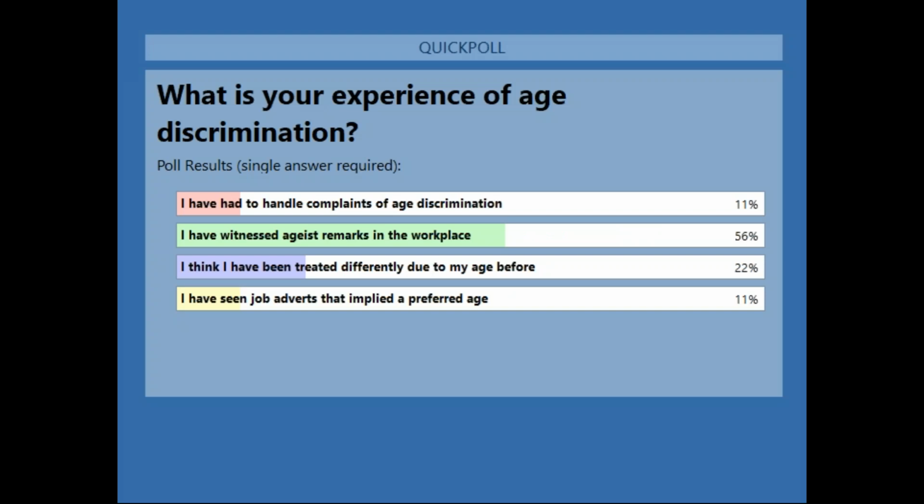Few people have had to handle complaints of age discrimination today. About 56, nearly 60%, have witnessed ageist remarks at work, so that's the majority.